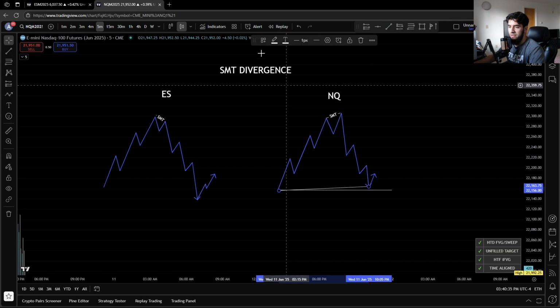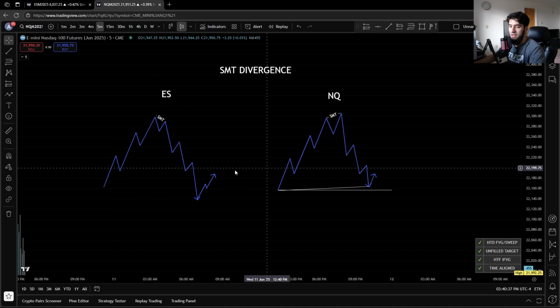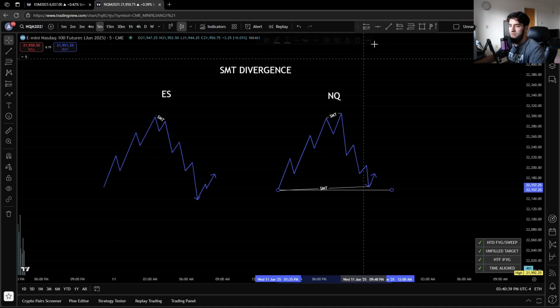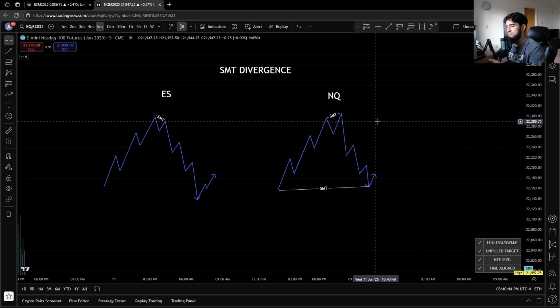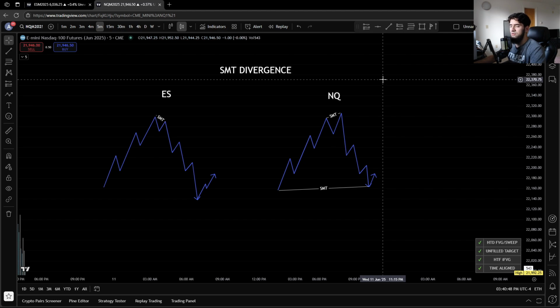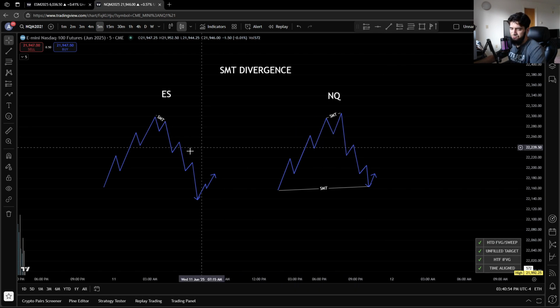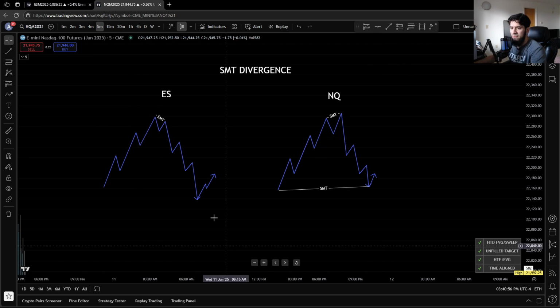Which is over here. ES ends up taking out the low and NQ doesn't. So I don't want to get trapped in this SMT and then either get break even or hit stop loss. So that's pretty much how you use the SMTs. And another thing that is really helpful is, for example, what kind of SMTs are you really looking at? You're looking at SMTs at important highs and lows, like very obvious highs and lows.